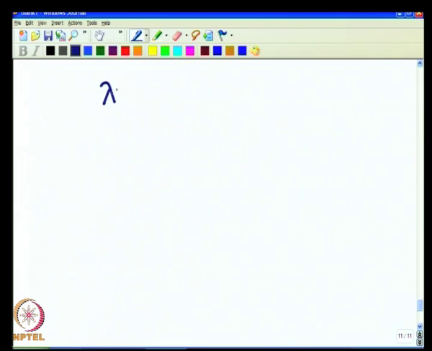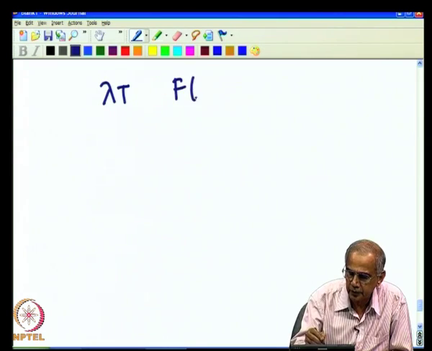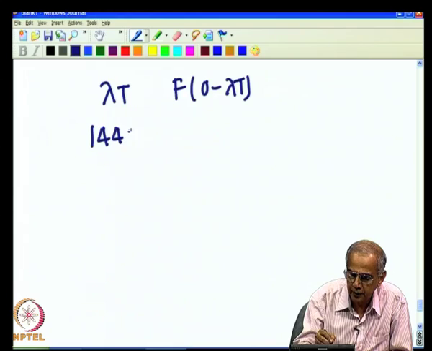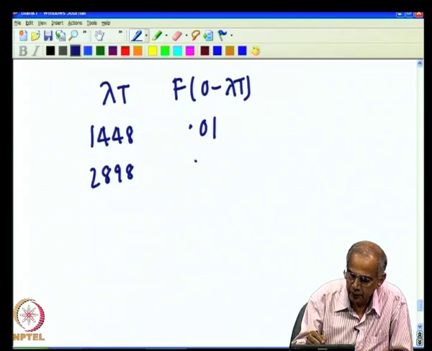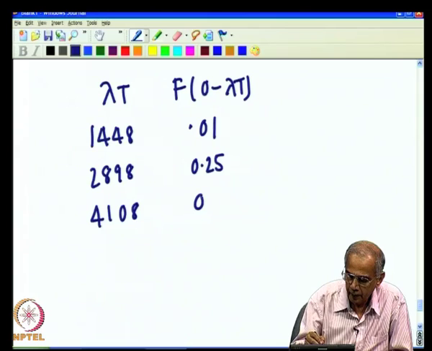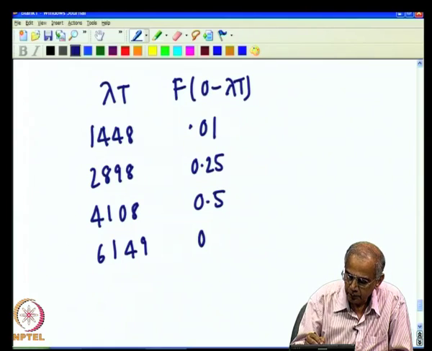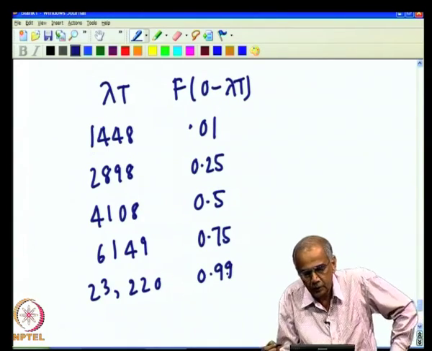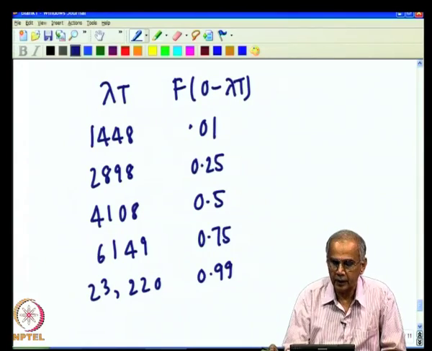Suppose you are looking at lambda T value and what fraction of radiation lies between 0 and that lambda T, then the important ones are at 1448 micron Kelvin you will have 0.01, at 2898 it will be 0.25, at 4108 it is 0.5, at 6149 it is 0.75, and at 23,220 it is 0.99. So, this is a useful table to have.